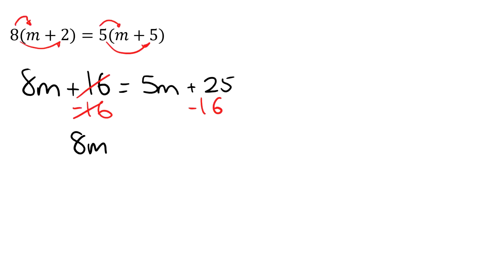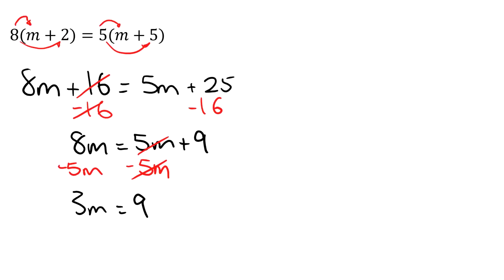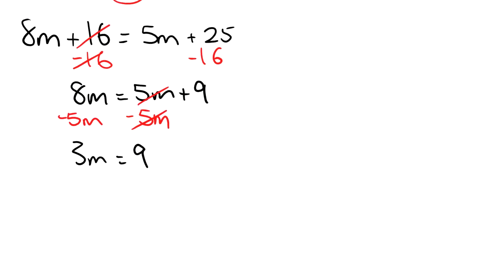I'm going to focus on minusing the 16 first, so minus 16, minus 16. We're left with 8m equals 5m plus 9. I then want to get rid of this 5m. We're getting rid of 5m together, so I'm not splitting it, so minus 5m. They cancel out. 8 take away 5 is 3m equals 9. And then finally we need to split the 3 and the m, and that's division. Those 3's cancel out. m equals 3.